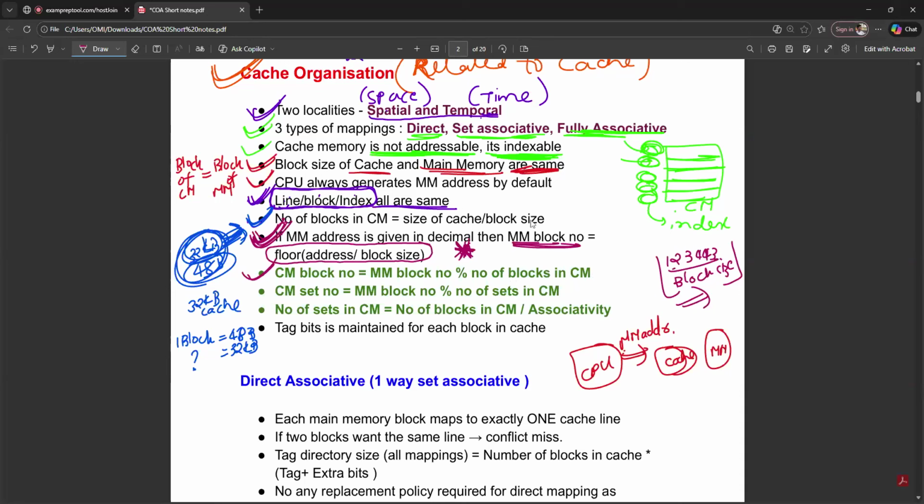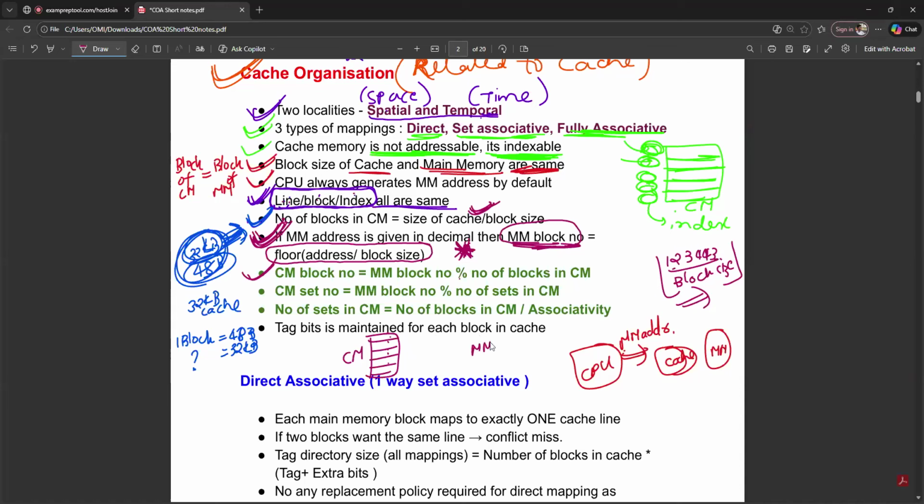So in the above point, you will get the main memory block number. Now you have to mod it by the total number of blocks, which you will get by this formula. Then if you mod it, you will get the cache memory block number. So if this is your cache memory, what is the block number, or line, or index? Line, block, and index all are the same.